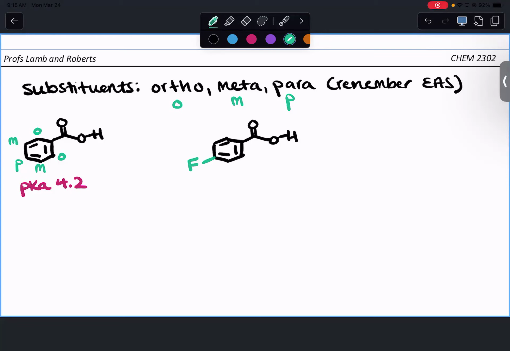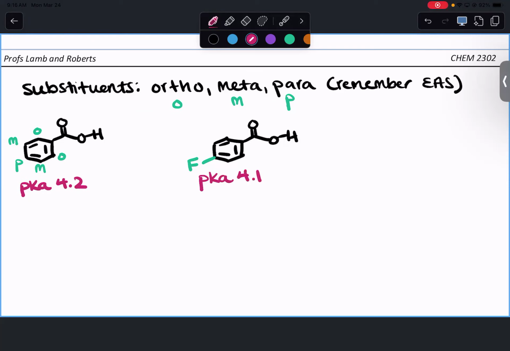Now you may recall that fluorine, because it's the most electronegative atom in the periodic table, is actually quite electron withdrawing. Okay, not the best electron withdrawing group that's out there, but it's a pretty good one, and it's more electron withdrawing than just a simple hydrogen. So replacing a hydrogen with a fluorine will actually affect your pKa, and it will bring it down just slightly to about 4.1.